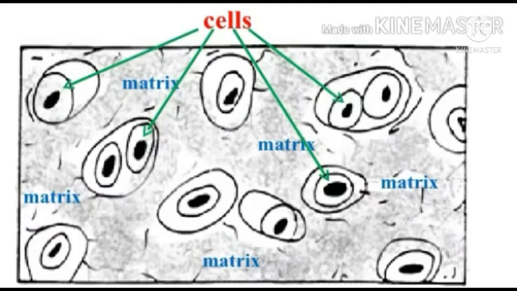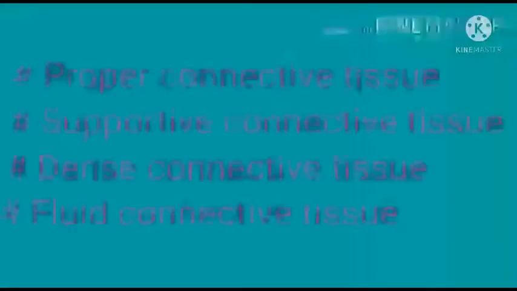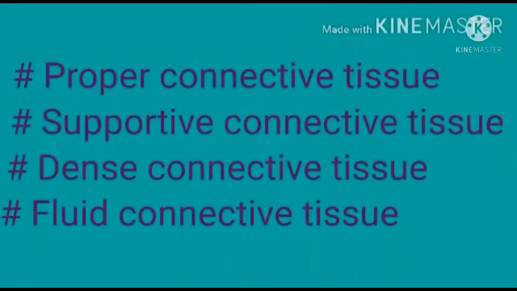The components of the connective tissue are the intercellular substance, known as the matrix, connective tissue cells and fibers. Connective tissue is classified into 4 types: proper connective tissue, supportive connective tissue, dense connective tissue, and fluid connective tissue.